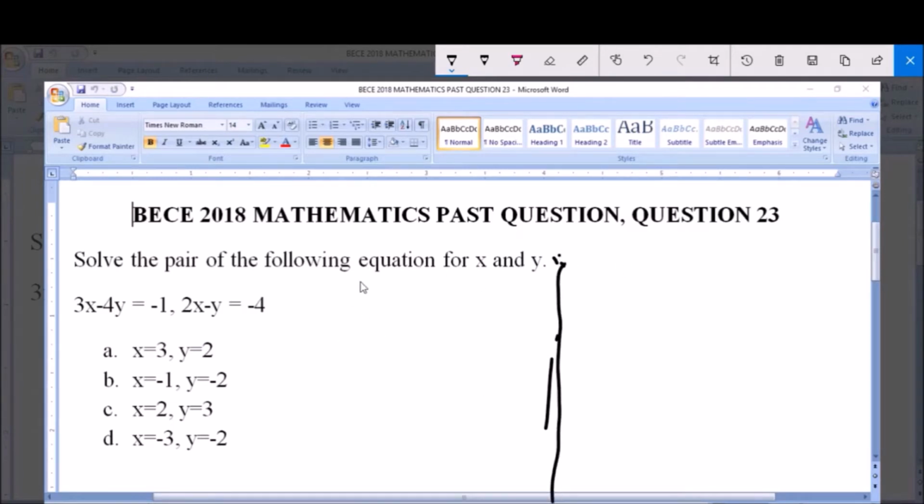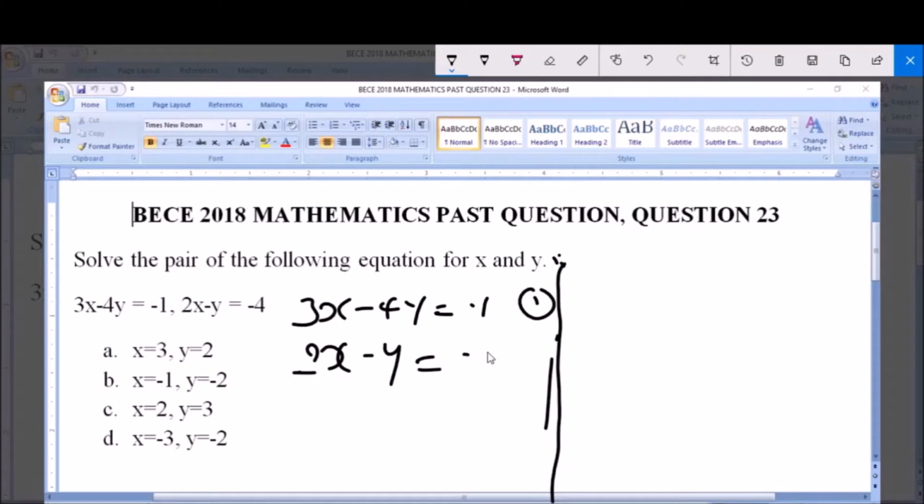So the first equation we have here is 3x minus 4y is equal to minus 1. This is the first equation. And the second equation says 2x minus y is equal to minus 4. This is the second equation. Now, these two are the simultaneous equations. Equation 1 says 3x minus 4y is equal to minus 1. And equation 2 says 2x minus y is equal to minus 4.